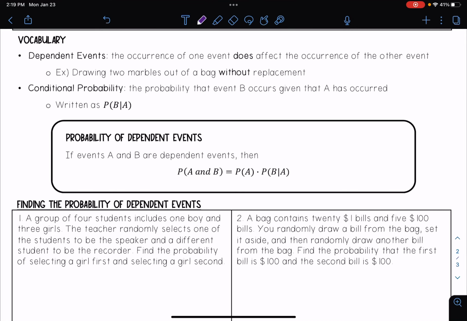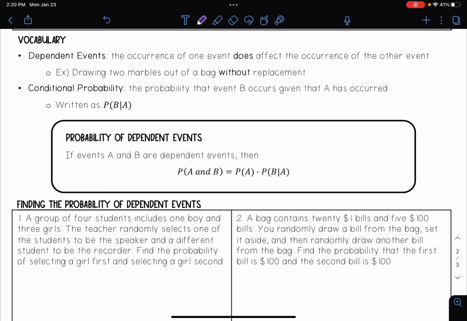In this video, we're going to be looking at probability of dependent events. Dependent events are when the occurrence of one event does affect the occurrence of the other event. For example, drawing 2 marbles out of a bag without replacement. If we took out that marble and didn't put it back, that's going to affect the probability of the next marble that we draw because I didn't replace that marble. I can't choose it again.